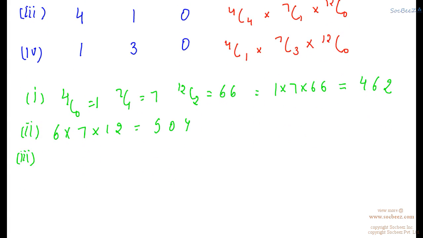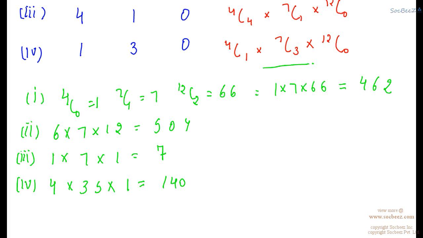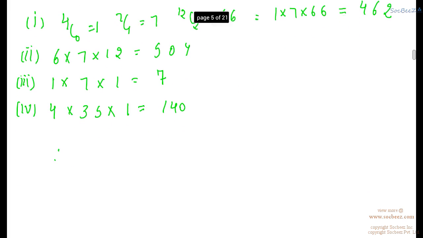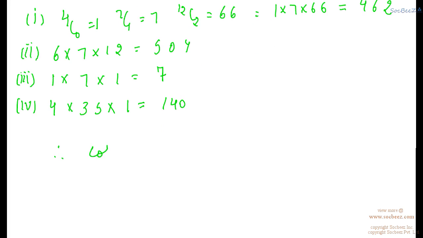In the third case, it becomes 4C4, which is 1, into 7C1, which is 7, into 12C0, which is 1, equals 7. And the last case, that is the fourth case, it becomes 4C1, which is 4, into 7C3, which is 35, into 12C0, which is again 1, which becomes 140. So the answer here is the coefficient of x raised to the power 11, which equals the total of these.